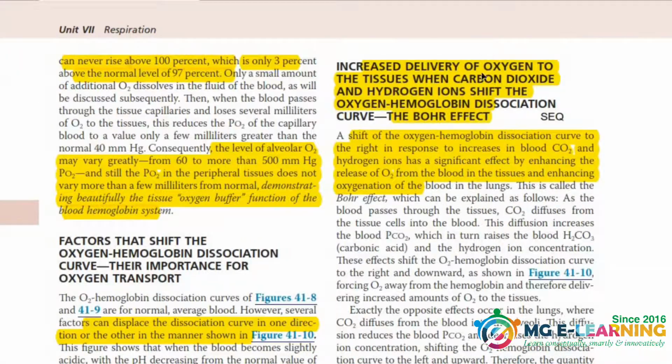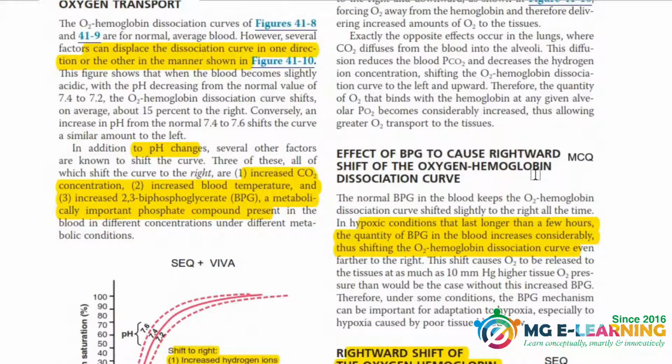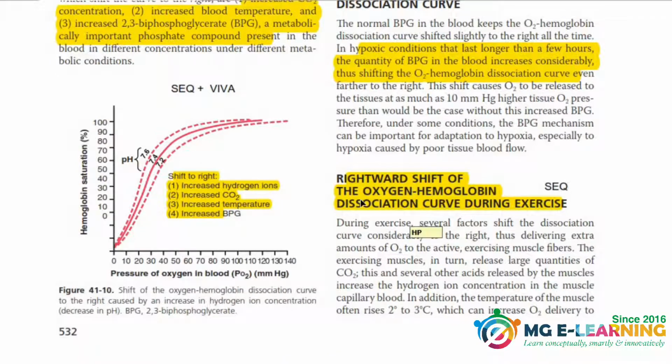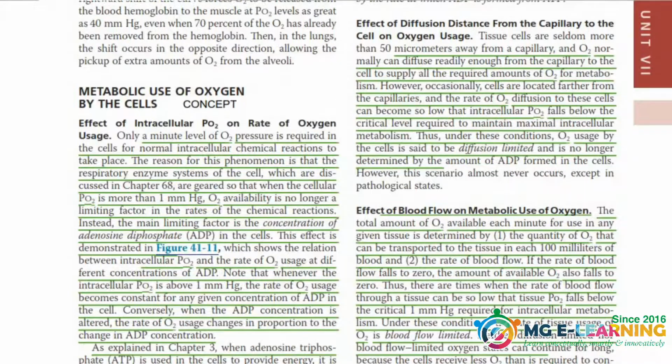Then increased delivery of oxygen. This is also important SCQ. Then this effect of BPG. This is important MCQ. Then the rightward shift of oxygen hemoglobin dissociation curve is important for your SCQ. Then this metabolic use of oxygen by the cell.